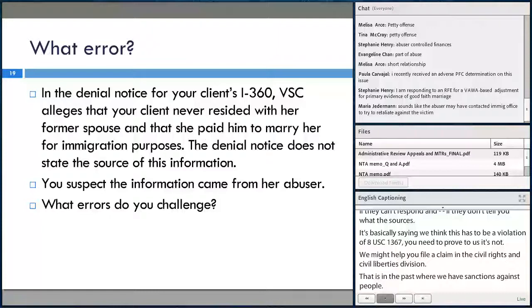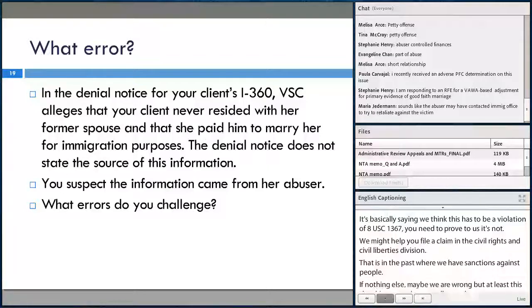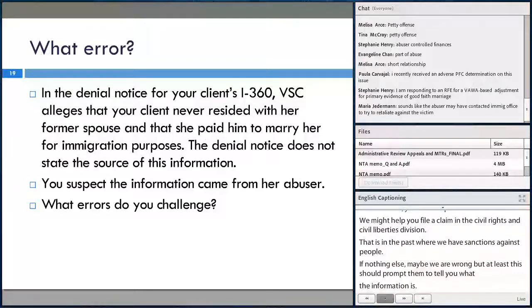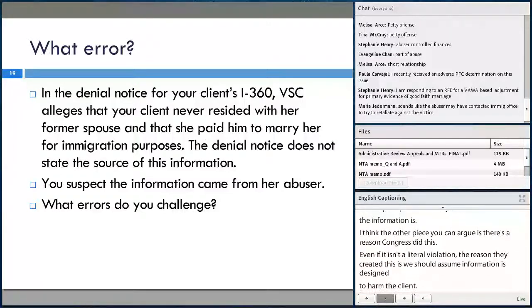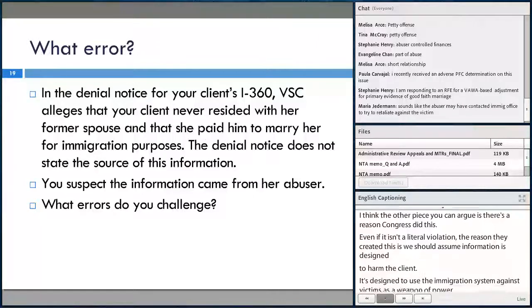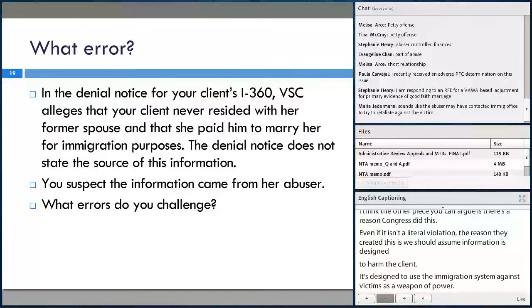And I think the other piece you can argue here is there's a reason Congress did this. Even if it isn't a literal violation, the reason they created this is you should assume that information of abusers is designed to harm the client. It's designed to use the immigration system against victims as a weapon of power and control. And Vermont, you should not have any part of that. And again, let us know if this happens, because this is the kind of thing we actually still will raise with headquarters in the Ombuds office if it's going on.